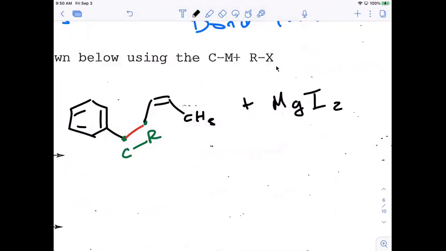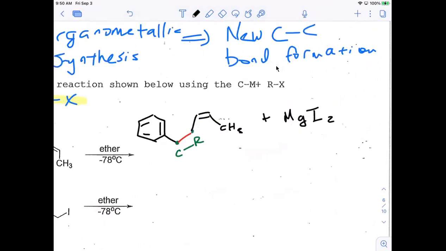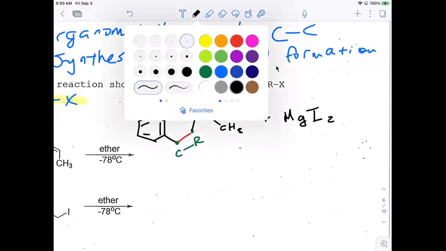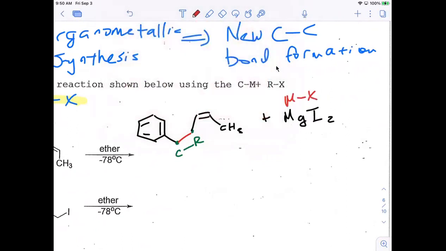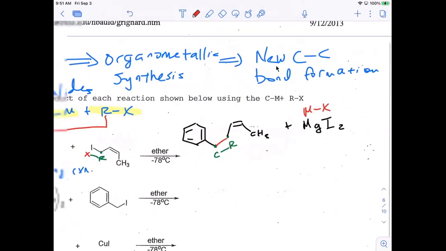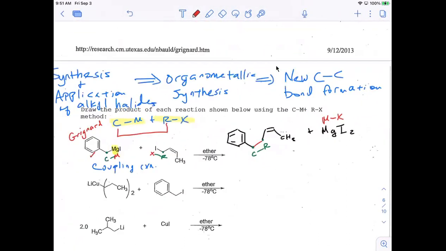All right, questions about that? And then of course, this is MX, right? So that's what I'm trying to couple together. CR, which is my main product. MX is going into the waste, so we don't really care about that. All right, questions about that, about what just happened?